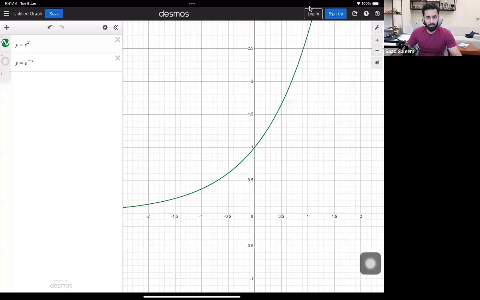Transformation, O-level IGCSE Math transformation. Let's see if you guys remember. What happens when you change the sign of x? Or what happens when you multiply x by minus? You multiply all the x coordinates by minus. What happens then?